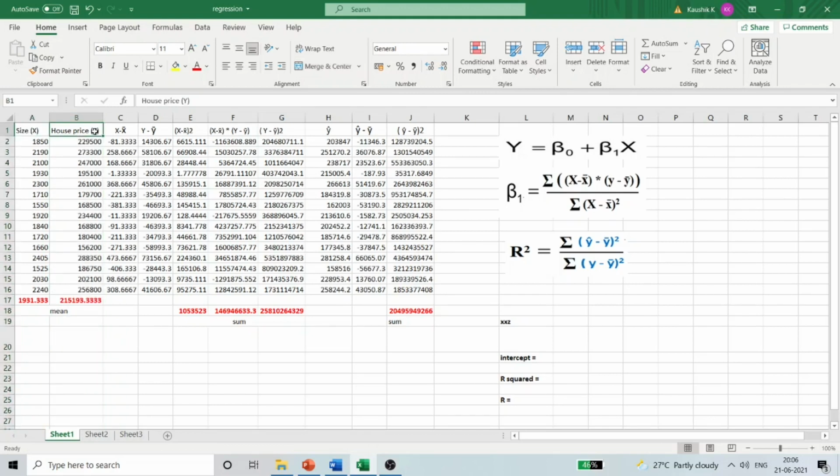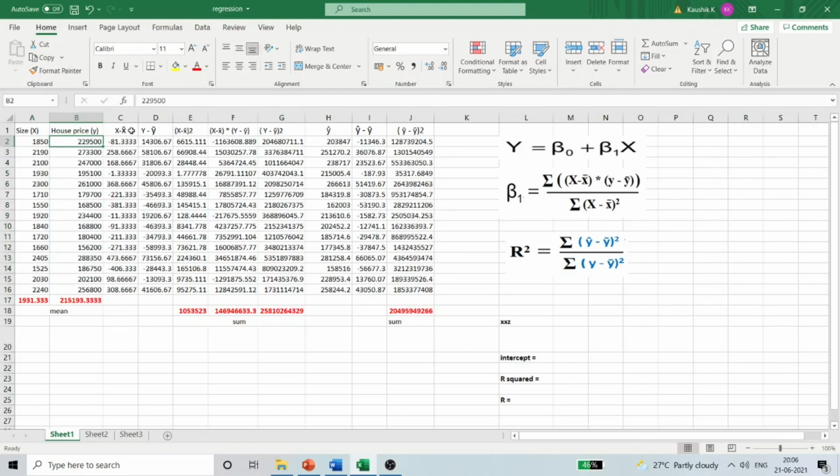So this is the y value. Let me change this into a small letter y, because we always represent the dependent variable as small letter y and the independent variable as capital letter X. These are the various size areas, given in feet, and this is the price in dollars.